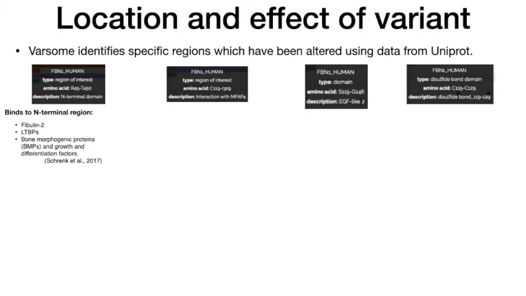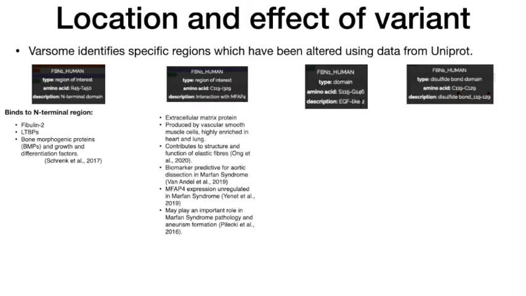The next region affected shows disruption of the interaction with MFAP4, an extracellular matrix protein produced by vascular smooth muscle cells, and this is thought to contribute to function and structure in elastic fibers in the heart and lung. It is often used as a biomarker for predicting aortic dissection in Marfan syndrome.